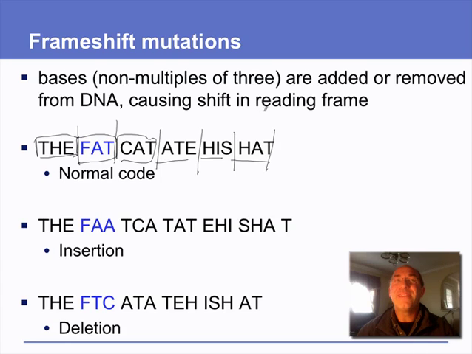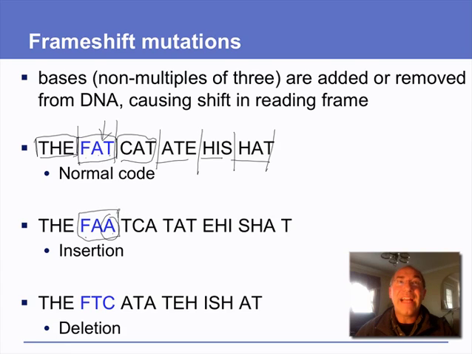Now let's say we have an insertion. Let's say we add just one base. And we're going to add a base right in here between the A and the T. We're going to add another A, so here it is, right here. Instead of the second codon reading FAT, it now reads FAA, which of course will possibly give a different amino acid.